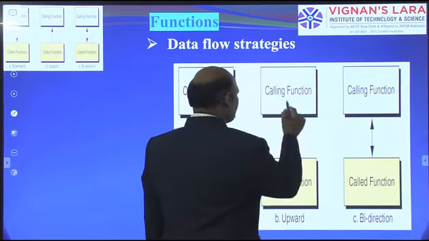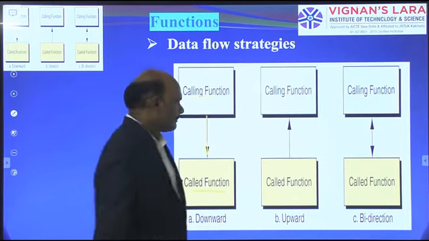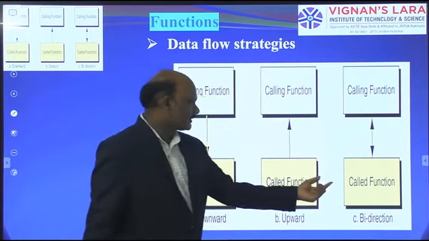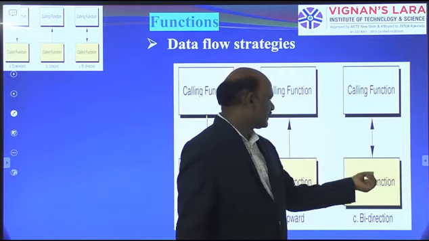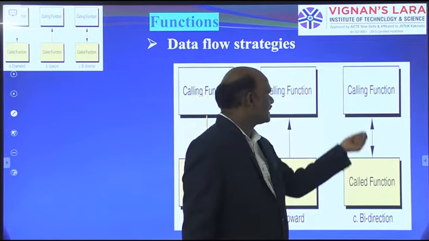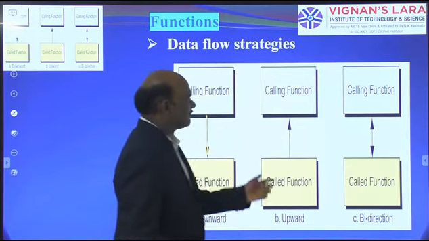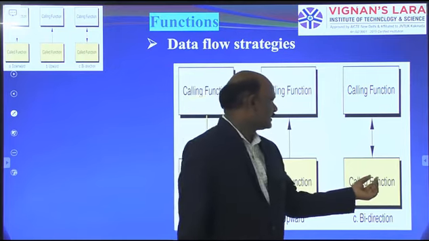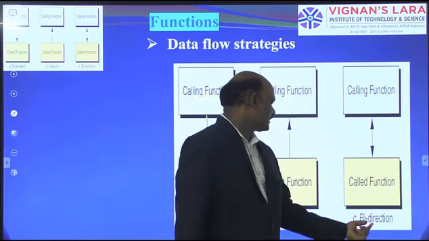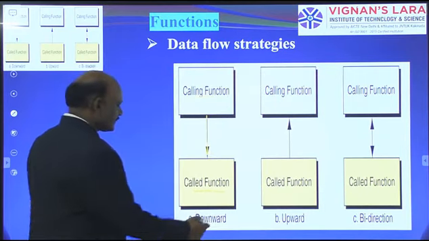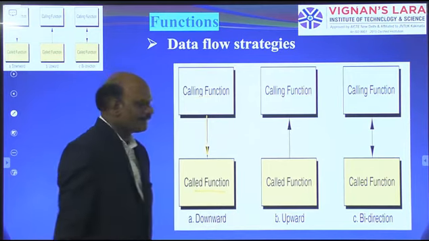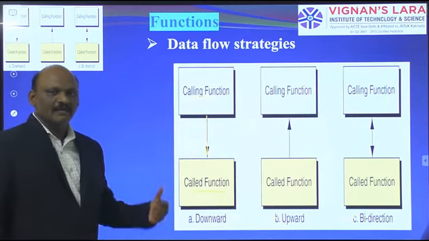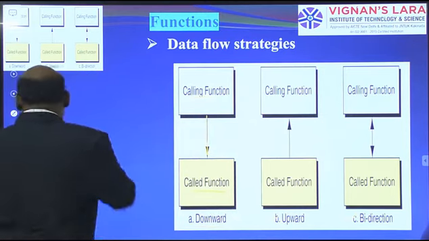Upward flow, called function to the calling function. Bidirectional flow means first the calling function sends the data to the called function, that means the called function receives the data, and again the called function sends data to the calling function. After executing the called function, the calling function receives the data from the called function. It is bidirectional. So in the case of the first two, one-way communication is done. In the case of the third one, two-way communication can be done between the calling function and the called function.